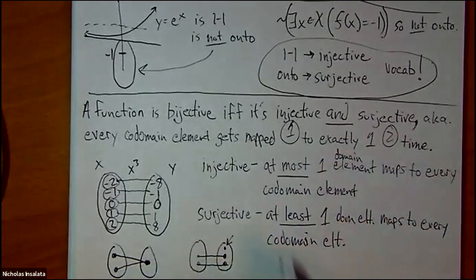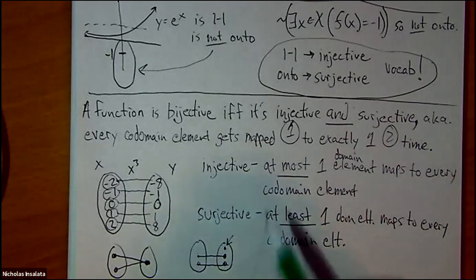So do you see how these are just like the rules for a function, right? Except they're talking about the codomain instead of the domain. But the idea of these rules is exactly the same. Yeah. Any questions about that? Does that make sense?